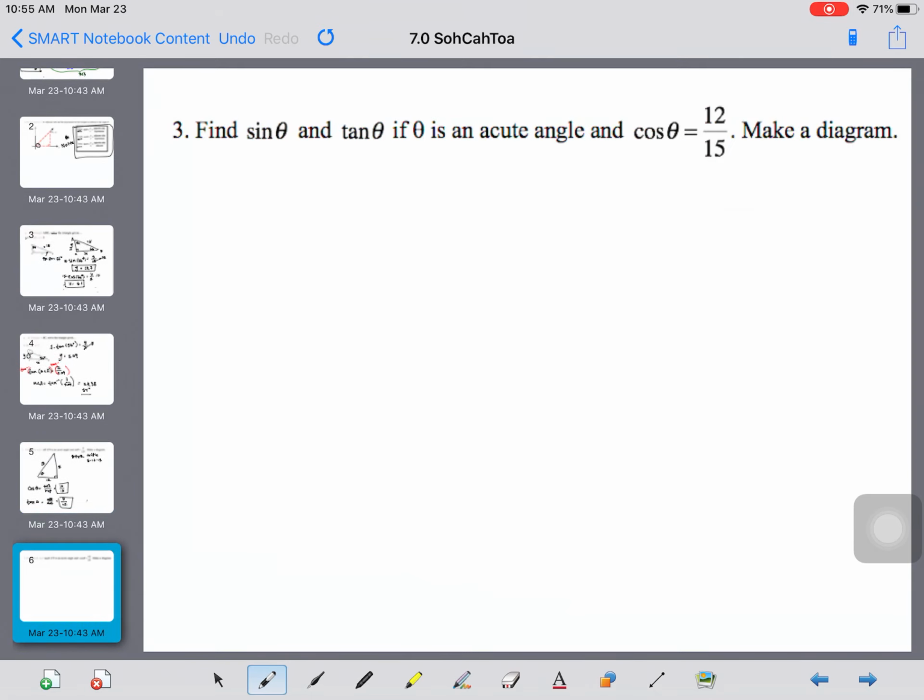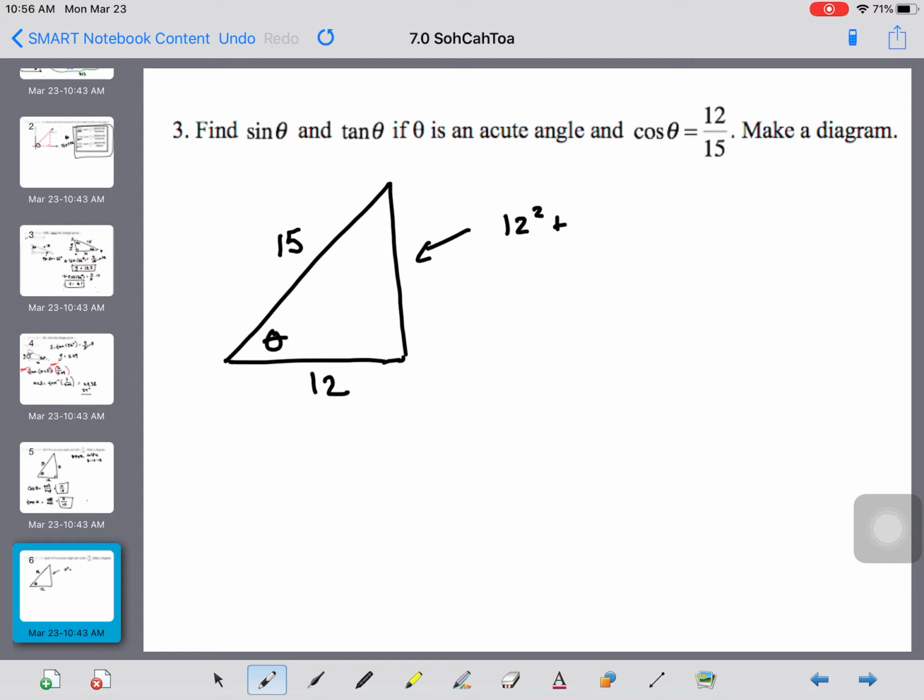In the next one, if I have to actually solve for those values, I can do the same thing. This is theta. I'm told cosine is 12/15, so that tells me the adjacent side is 12 and hypotenuse is 15. I'm going to have to solve for that opposite side length. If I do that, I'm going to use Pythagorean theorem. So I can say 12 squared plus b squared is equal to 15 squared. B squared is equal to 15 squared minus 12 squared. So that's 81.